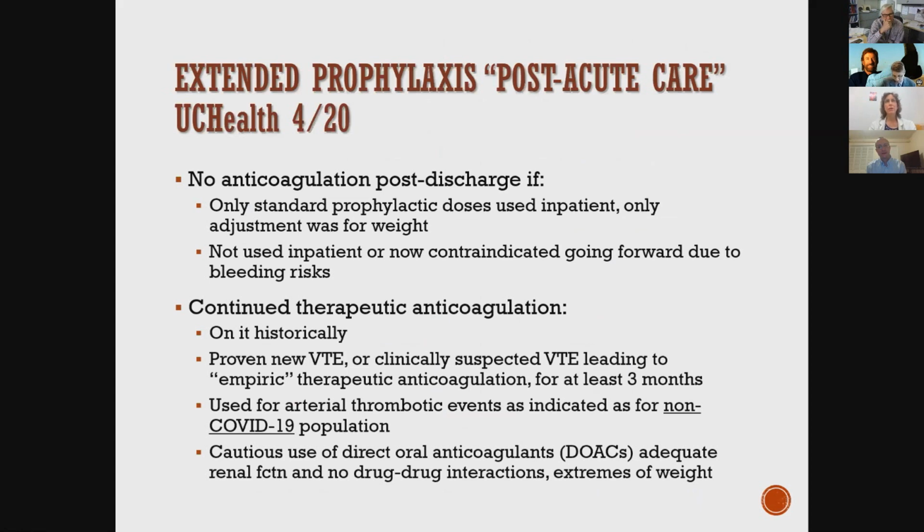We then got asked about what to do when people were being discharged. And we reasoned that if all you received was the standard prophylaxis, so almost always floor patients, and other than adjusting for weight we just did the usual, you were probably okay in the outpatient setting. On the other end of the spectrum, if you required therapeutic anticoagulation because you came in on it, or you developed new atrial fibrillation, you had a new documented thrombosis, or highly clinically suspected, you should go home on therapeutic anticoagulation for at least 3 months. We recommended caution about the use of direct oral anticoagulants. They aren't monitored, extremes of weight may be problematic as they're at a fixed dose, and shifting renal function may create concern. And there's no evidence that we could find that treating arterial thrombotic events with anticoagulants should be done differently than in the non-COVID population.